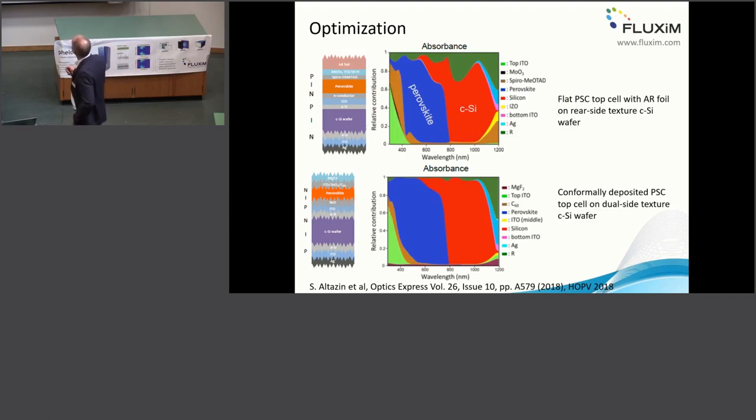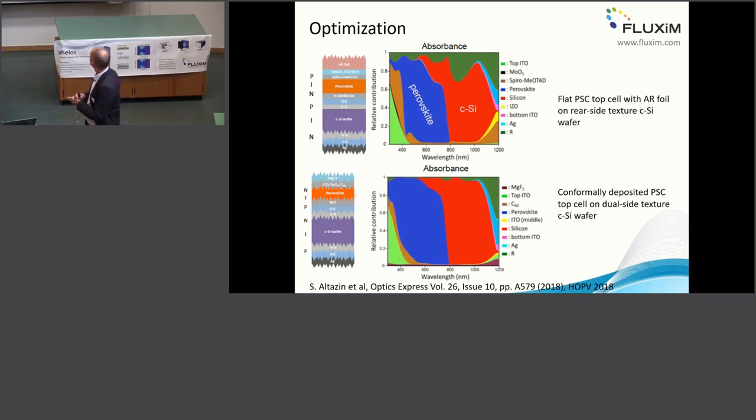And then flipping the NIP to PIN sequence, we get rid of the spiro absorption, and now the absorption in the silicon is much more enhanced and very little reflectance is left. And this is kind of, we could say, a hero structure. It seems to be a good structure.